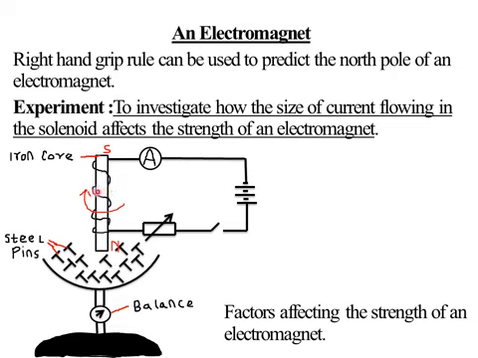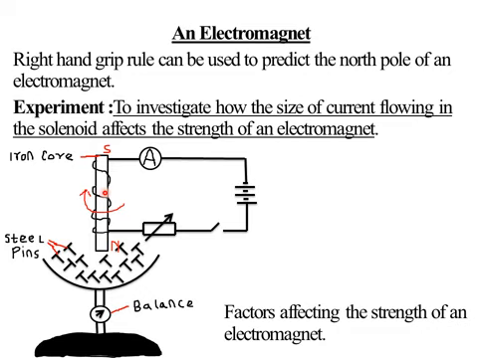Then you are saying that the strength of an electromagnet is directly proportional to the number of turns of coil. That is to mean, the more the coils, the stronger the electromagnet. The fewer the number of turns of the coil, the weaker the electromagnet.